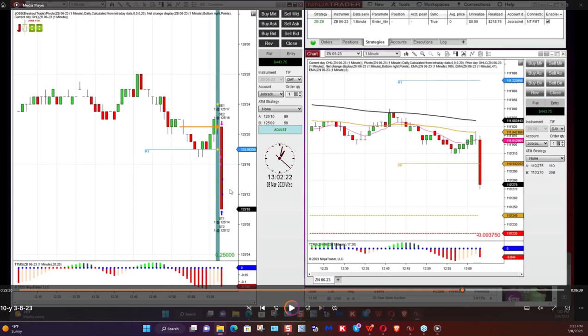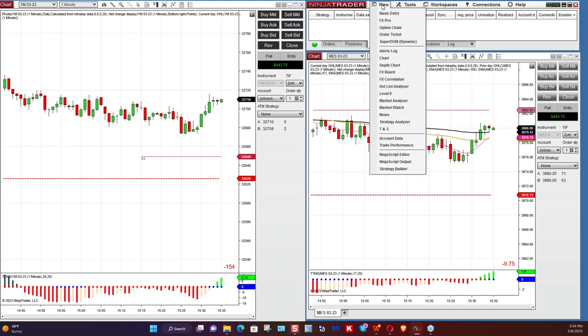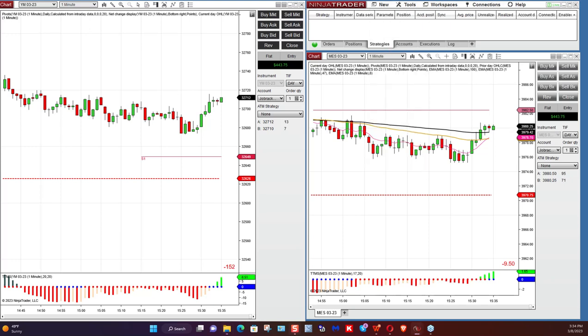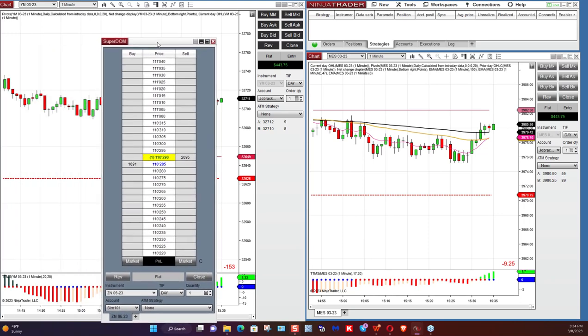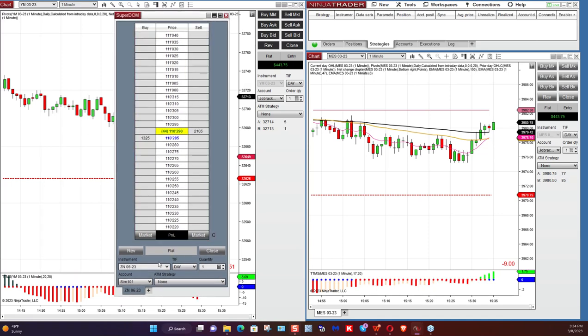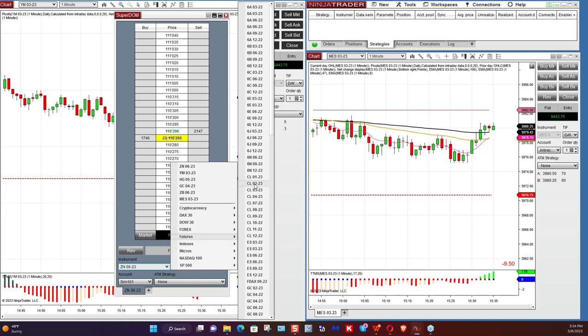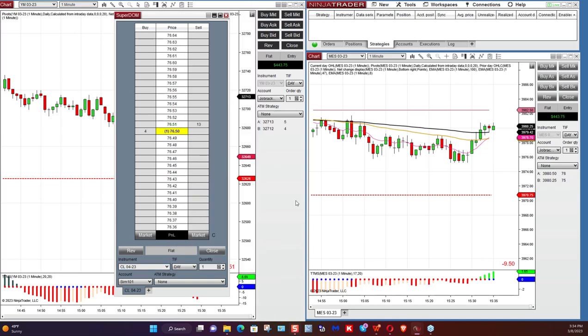How do you open the Superdome? Okay, go to New, Superdome. It'll show up on your monitor. If you have a second monitor, that's why I had to pull it in. It shows up on my extra monitor. And then in the Superdome, you just type down here, you can choose the symbol that you're going to use for it, oil, for instance. Okay. And those are the prices just like they relate to the chart.